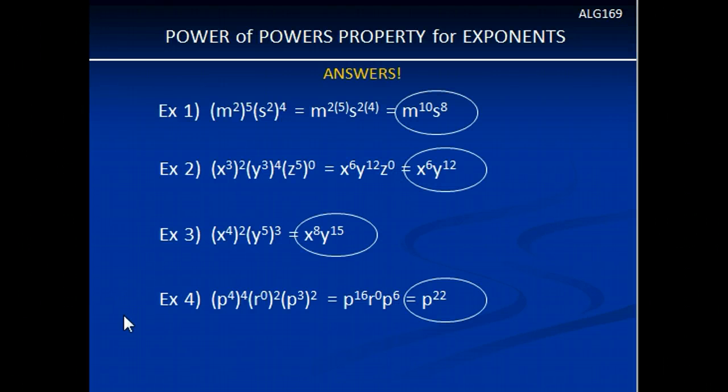Okay, here are the answers, and please note that there was a little z to the 5 to the 0 power, which made this a 1, which is why the z went away. Otherwise, I hope that you multiplied everything and didn't have to do it the long way.